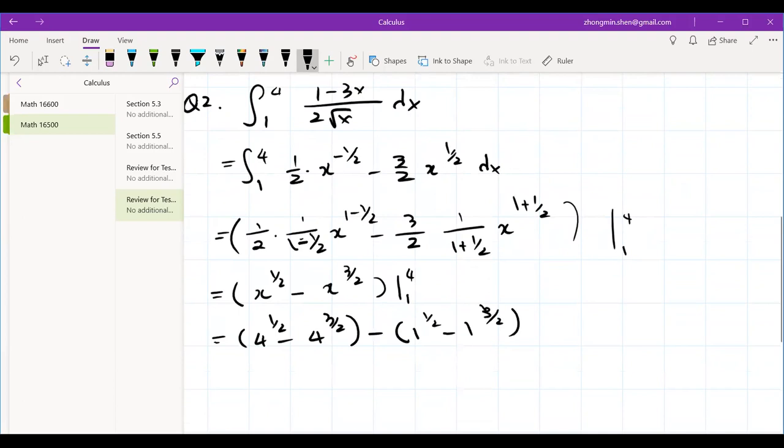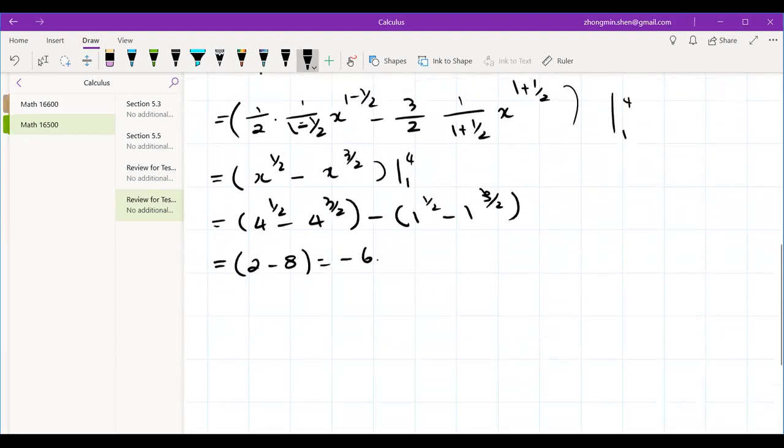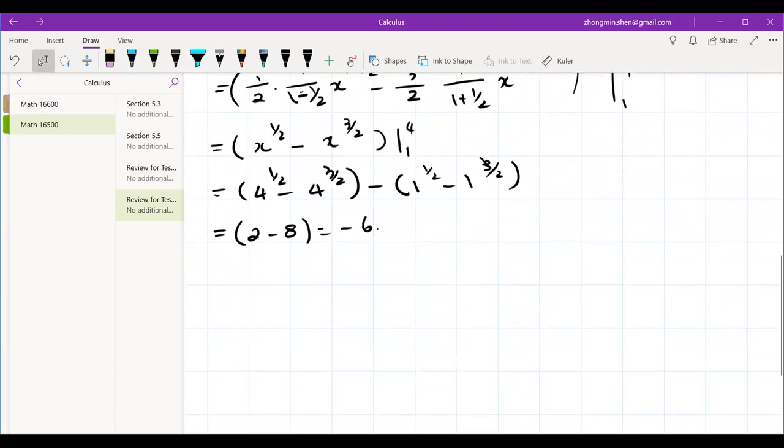So the second term is 0. Don't worry about it. 4 to the 1/2 is going to be 2, minus 2 to the cube, right? It's going to be 8. So it's -6. So that is the answer. There's no other way you can solve the problem.